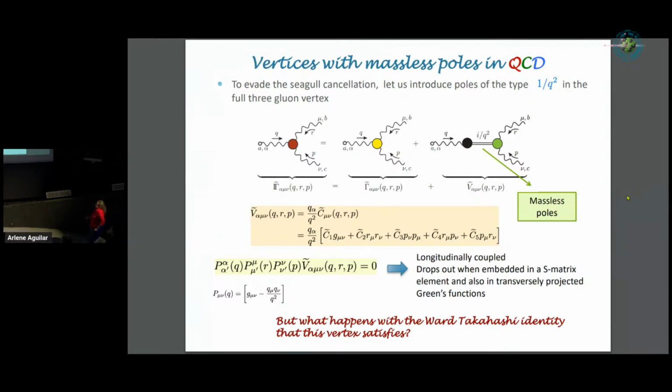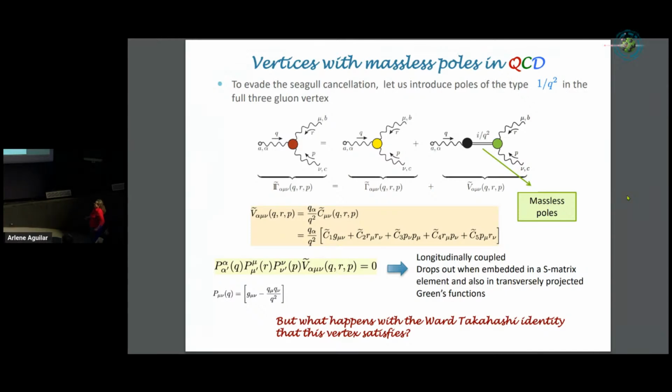This V component of the vertex should be longitudinally coupled, so as not to appear in the asymptotic states of QCD, because I don't want it to create any physical new massless state, okay? And it is also transversally projected. The transversally projected version should be 0.